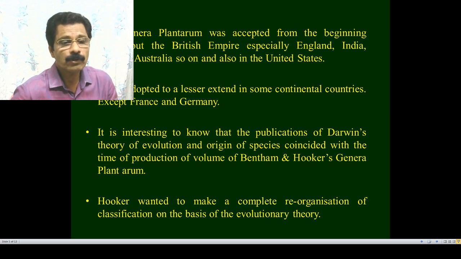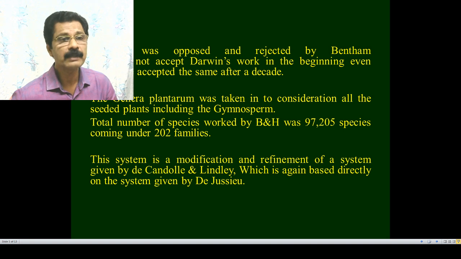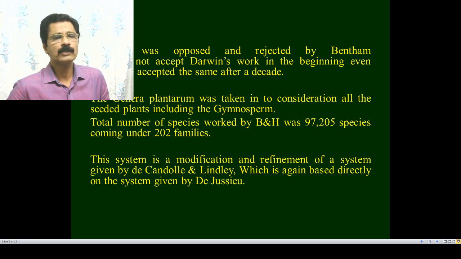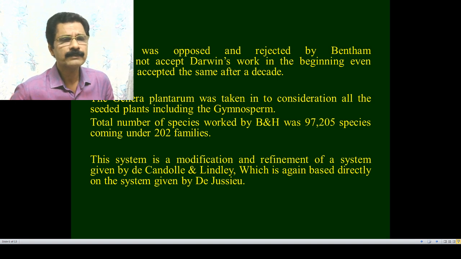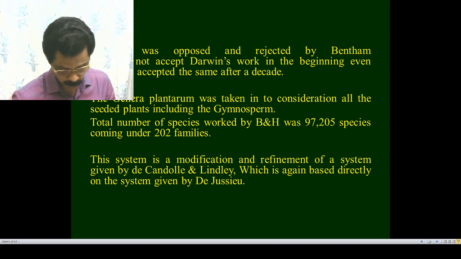In fact, Hooker wanted to make a complete reorganization of classification on the basis of evolutionary theory, but it was opposed and rejected by Bentham, who did not accept Darwin's work in the beginning, even though he accepted the same after a decade. The Genera Plantarum took into consideration all the seed plants, including gymnosperms, the Spermatophyta. The total number of species worked by Bentham and Hooker was 97,205 species, coming under 202 families. This system is a modification and refinement of a system given by De Candolle and Lindley, which is again based directly on the system given by de Jussieu.